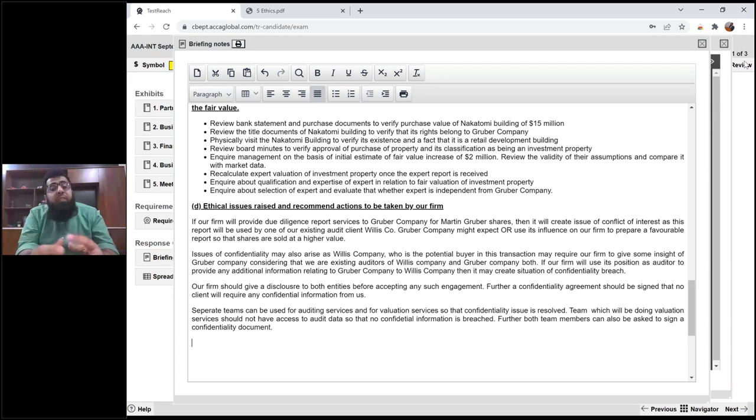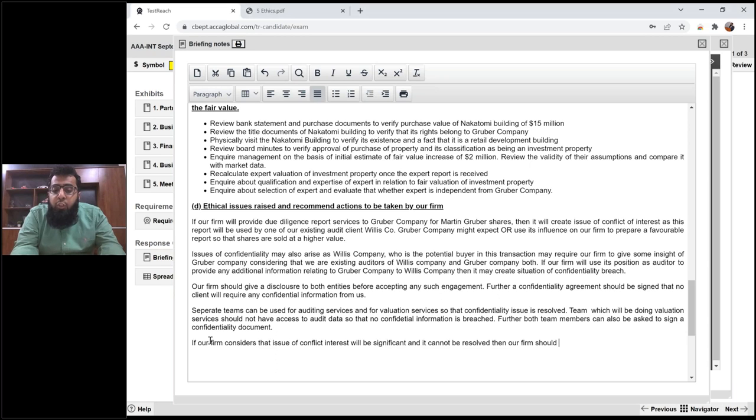Now, one action is very uniform and can be used in multiple situations. If our firm considers that the issue of conflict of interest will be significant and it cannot be resolved, then our firm should politely decline Gruber company for valuation services. Now this is a very simple action.